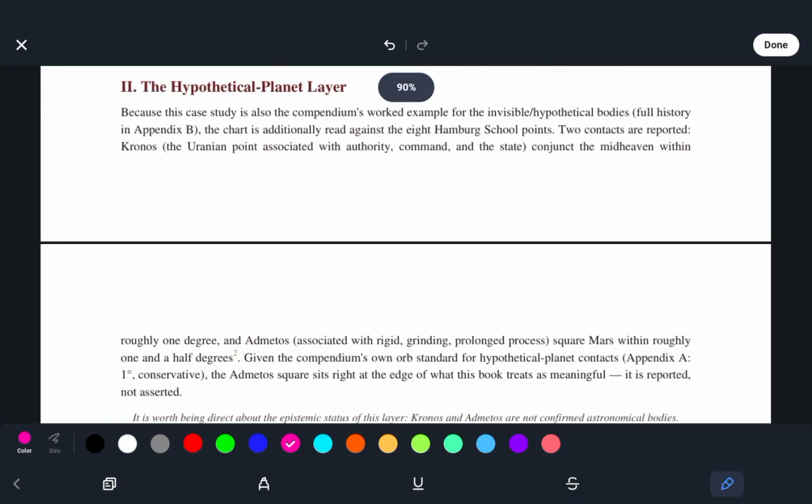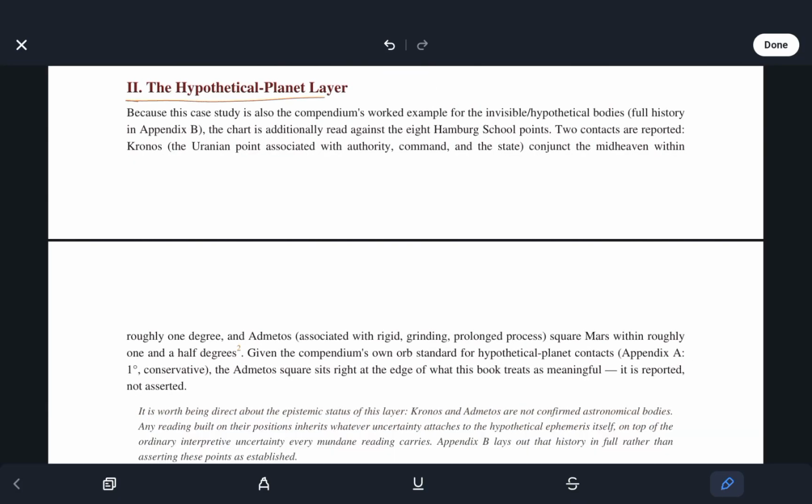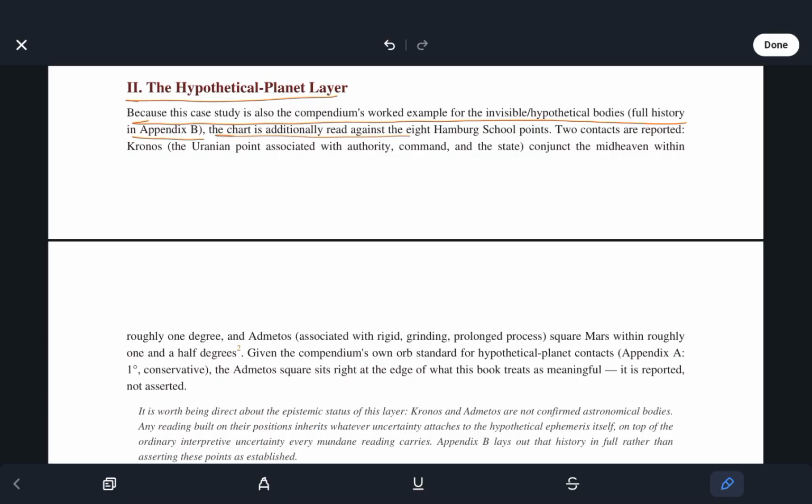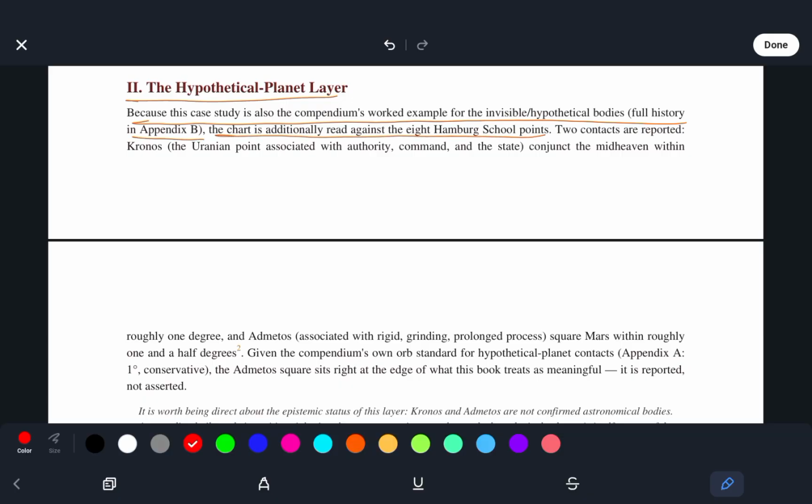And here is the hypothetical planet layer. Because this case study is also the compendium's worked example for the invisible hypothetical bodies, full history in Appendix B, the chart is additionally read against the 8 Hamburg school points.